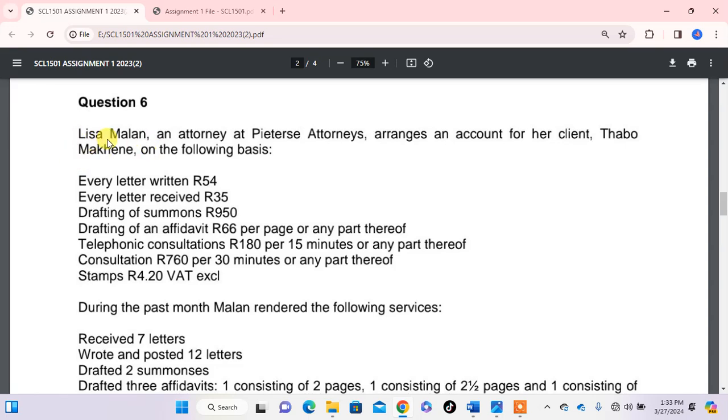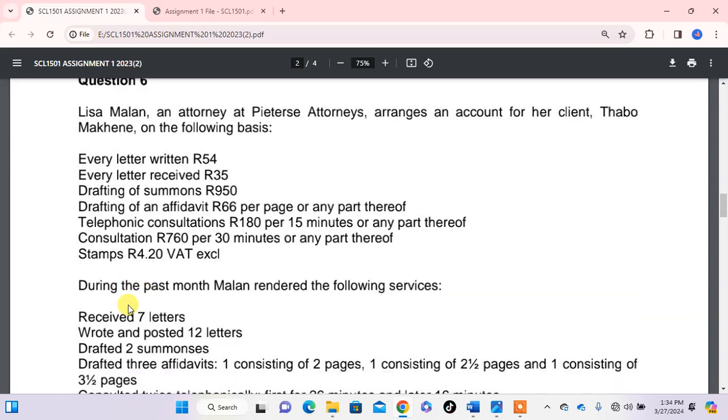Lisa Milan, an attorney at Peterson Attorneys, arranges an account for a client, Thabo Makene, on the following basis. Every letter returned 54 Rand, every letter received 35 Rand, drafting of a summons 950 Rand, drafting of an affidavit 66 Rand per page, and any part thereof. Telephonic consultations 180 per 15 minutes, or any part thereof. Consultation 760 per 30 minutes, and any part thereof. Stamps is 4.20 Rand VAT exclusive.